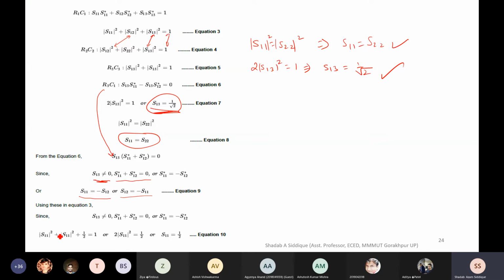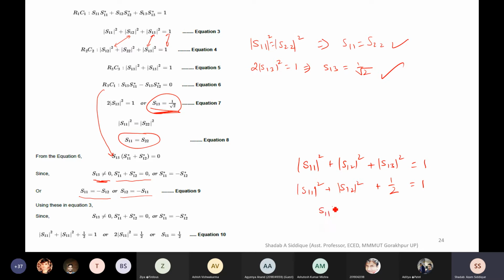Okay, no issues. Now we have S11 square plus S12 square. So here we can take this equation. So now I'll write here S11 square plus S12 square plus S13 square, which is equal to 1. So S13 is equal to 1 by root 2. So S13 square is equal to half. So I can write here half, which is equal to 1, plus S12 square, and S11 square. So now we know S11 is equal to minus S12. If you take a square on both sides, S11 square is equal to S12 square.